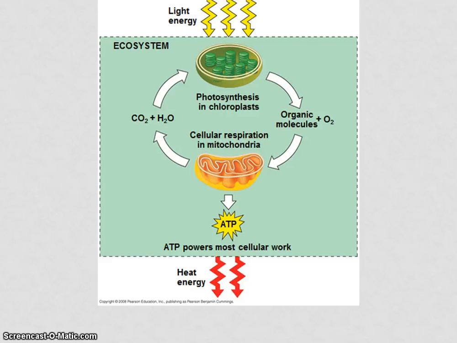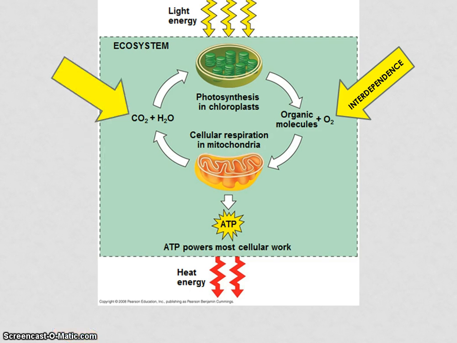Energy flows into an ecosystem as sunlight and leaves as heat. Photosynthesis generates oxygen and organic molecules, which are used in cellular respiration. Cells use chemical energy stored in organic molecules to regenerate ATP, which powers cellular work. This diagram illustrates that the processes of photosynthesis and cellular respiration are interdependent. That is, the products of one pathway serve as the reactants for the other pathway.